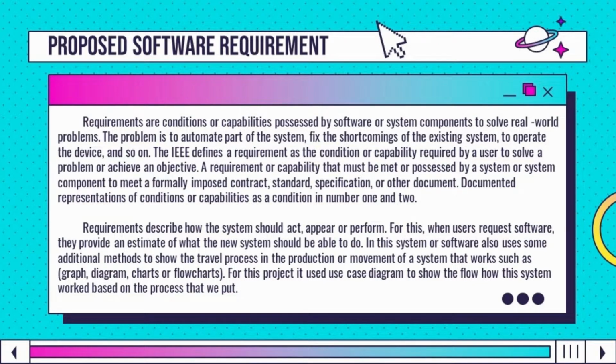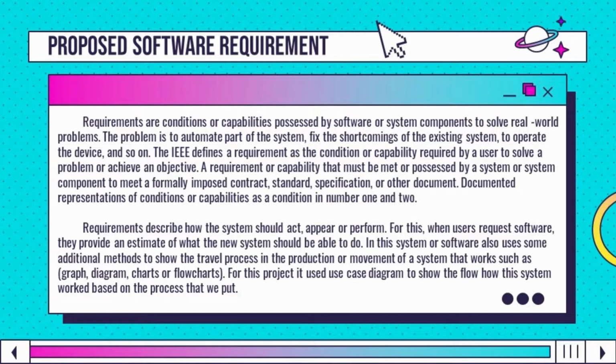A requirement or capability that must be met or possessed by a system or system component to meet a formally enforced contract, standard, specification, or other documents. A documented representation of conditions or capabilities as in numbers 1 and 2. Number 2 is that requirements describe how the system should act, appear, or perform. For this, when a user requests software, they provide an estimate of what the new system should be able to do.